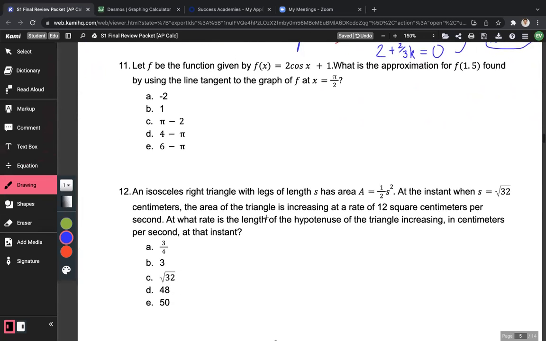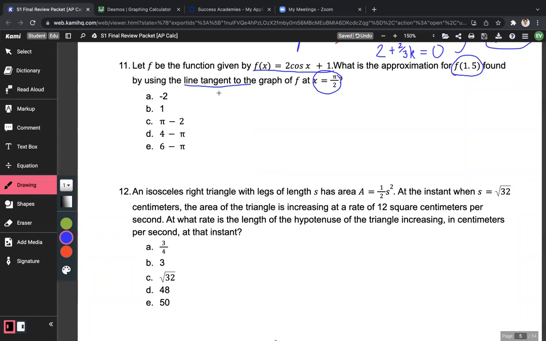Moving on to question 11. All right, I've got f function given by this here. What is the approximation? We are going to do some linear approximation for f of 1.5 if we use the tangent line at x equals pi over 2.